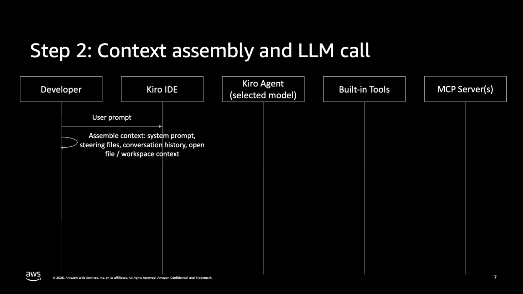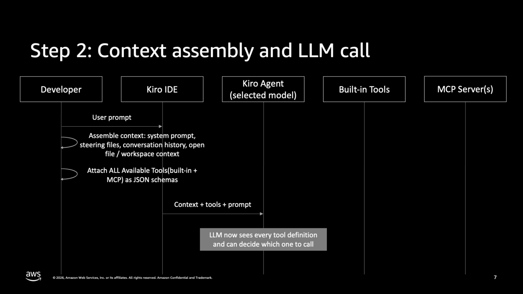So when you send a prompt to Kiro, it puts together everything the model needs to work with. Your system prompt, your steering files, which is a topic of another video, the conversation history, and any open file or workspace context. On top of that, it includes every available tool definition, both built-in and MCP, and this is attached as JSON schemas. All of this goes to the LLM in a single call. And now the model can see your prompt alongside every tool it could potentially use, and it decides which one, if any, is the right fit for what you're asking.